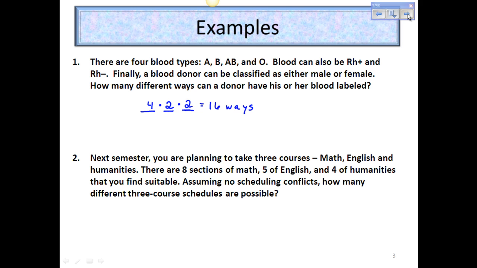Next semester, you're planning to take 3 courses, Math, English, and Humanities. There are 8 sections of Math, 5 of English, and 4 Humanities that you find suitable. Assuming no scheduling conflicts, how many different 3-course schedules are possible? So, we have Math, English, and Humanities. There's 8, 5, and 4. Multiplying those together using the fundamental counting principle, we get 160 different possible schedules.